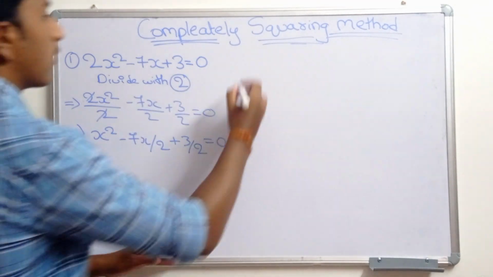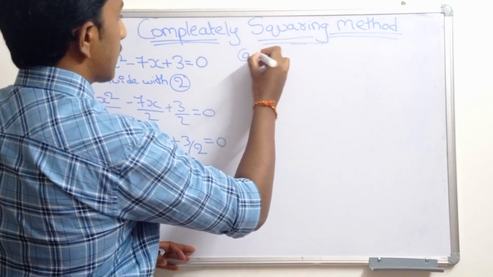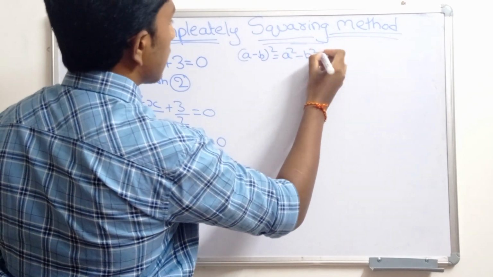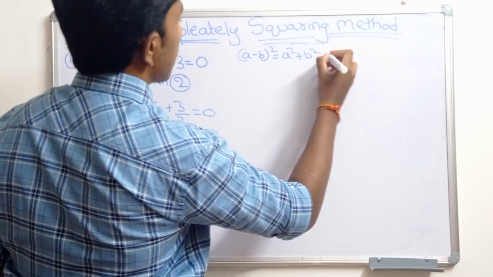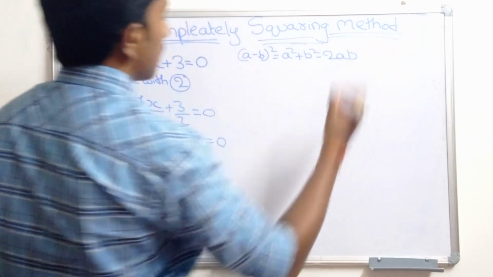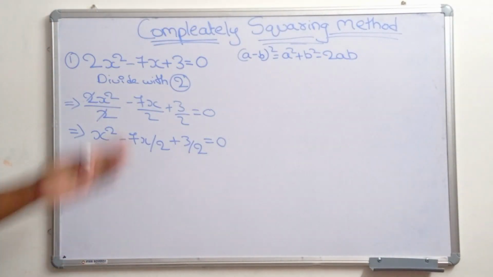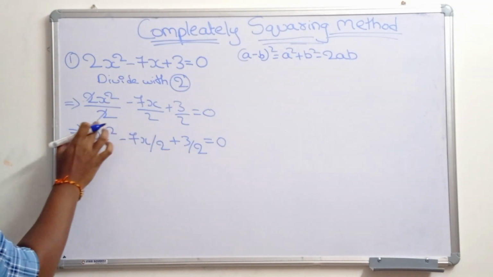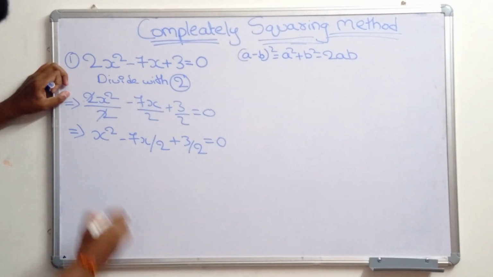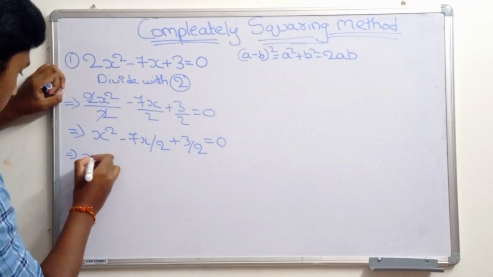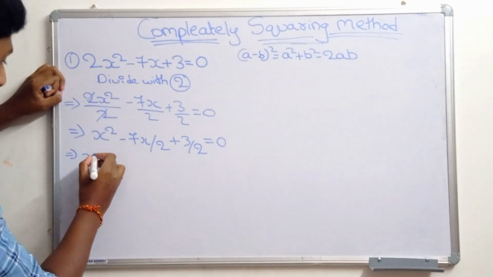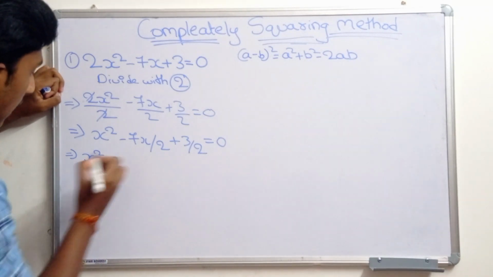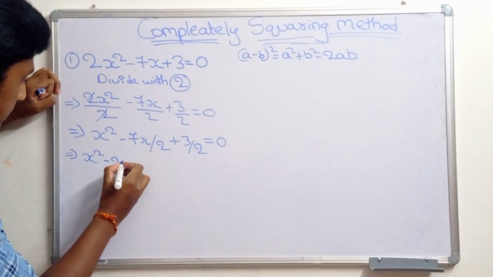First I'll write the formula here. A minus b whole square means a square plus b square minus 2ab. Guys, I hope this is the formula. So first we'll split this part in this formula. So we'll take a square, consider a as x, a square minus 2ab. So first 2, and here the term a means x.